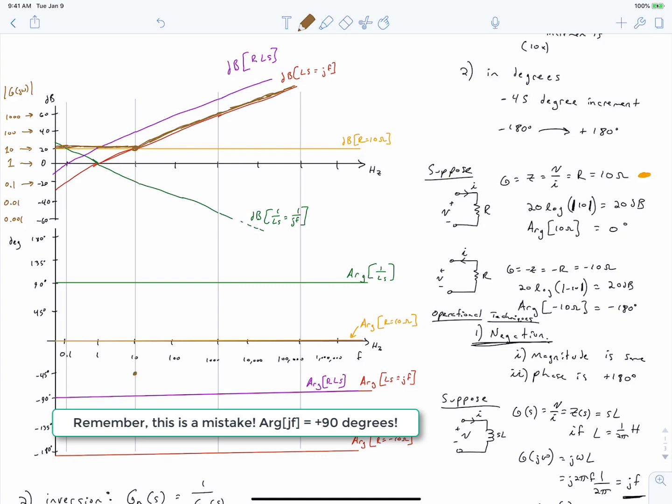1 decade lower, and we're completely on the orange line, which is 0. 1 decade higher, and we're completely on the red line, which is negative 90 degrees. So our phase angle is going to look like this. And remember, this is an approximation. So let's label this.